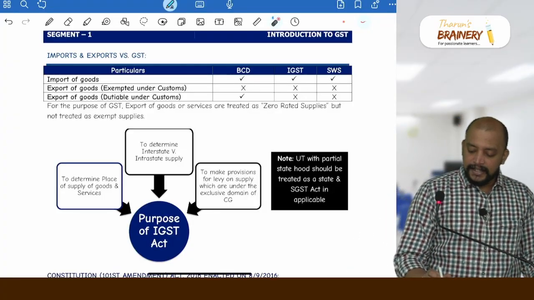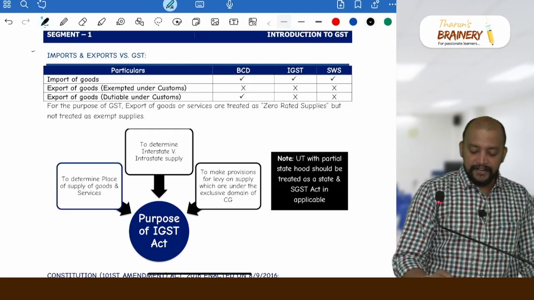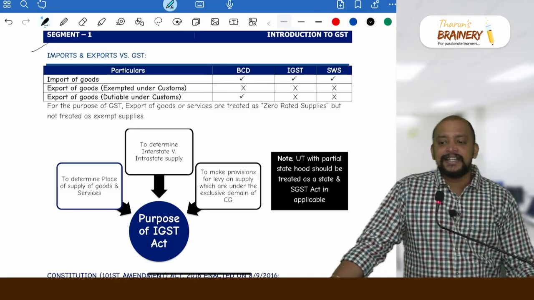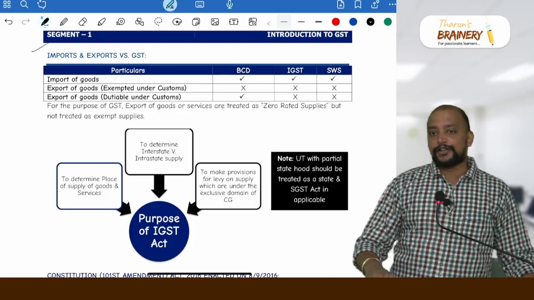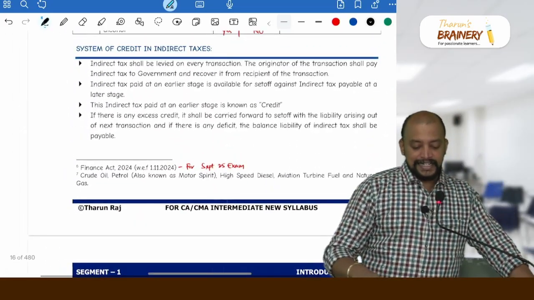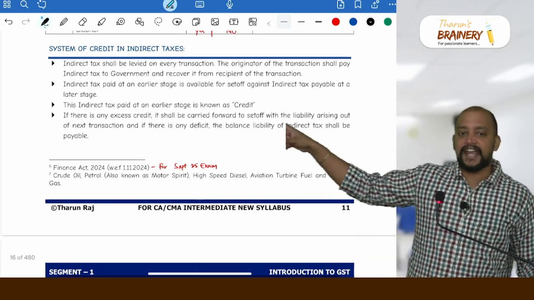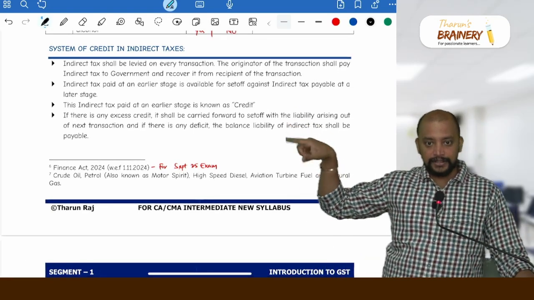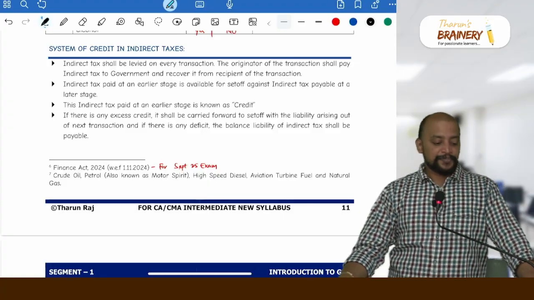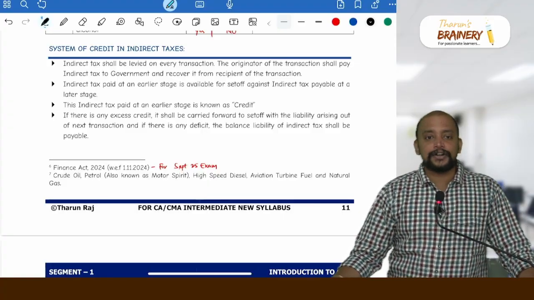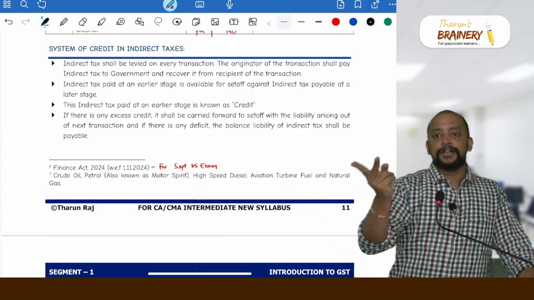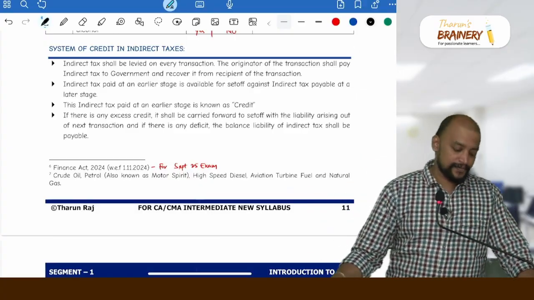So today a major portion we have discussed, and in tomorrow's class we will try to complete this. Even the introduction to input tax credit we have discussed. Here I have given already the system of credit in indirect taxes. This only we have made note in the book. What is the system of credit in indirect taxes? Fine. So tomorrow we will complete introduction to GST, and next class we will be starting with segment 2, that is supply under GST. Fine. Thank you.